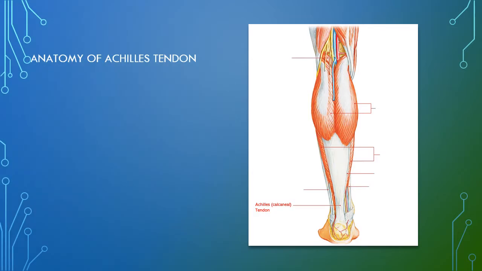So this is just an image of some of the muscles and tendons that surround the Achilles tendon, and they are the plantaris muscle. Right down here is the gastrocnemius muscle, followed by the soleus muscles, and the plantaris tendon. Then you have the flexor digitorum. Then you have the fibularis longus tendon, and there's the Achilles tendon right there.